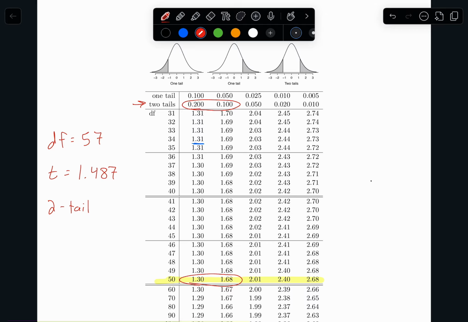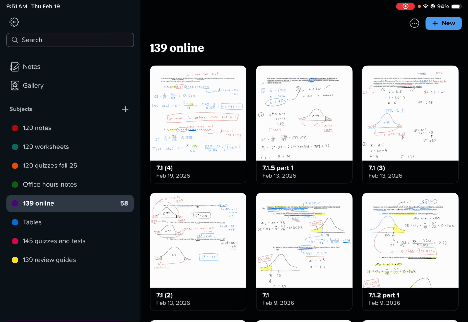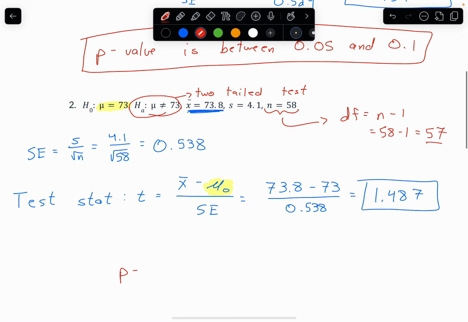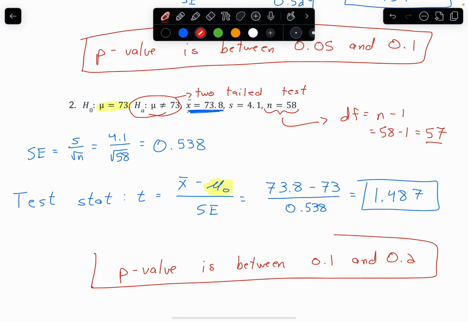So to hop back and write down my final answer, my p-value is between 0.1 and 0.2. So there we go. There is our p-value. This is going to be a really critical step for all of our hypothesis testing problems. We're always going to have to calculate what is the test statistic, what is the p-value in order to be able to make our decision at the ends of these problems.